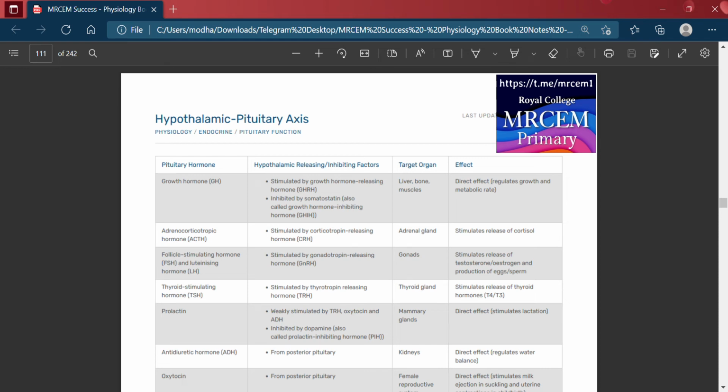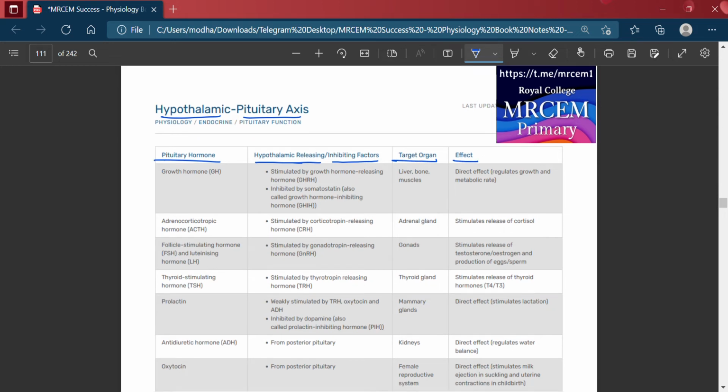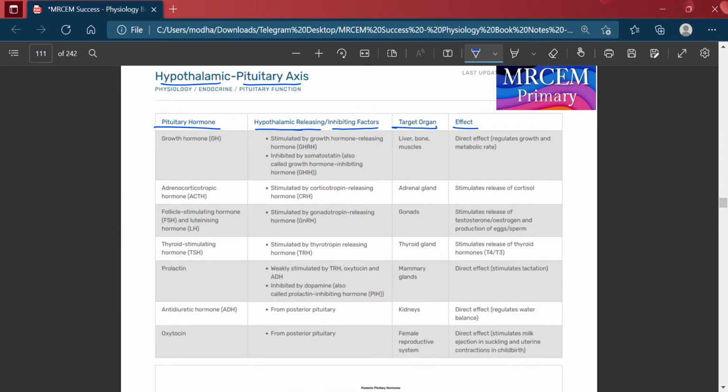So we will discuss the hypothalamic pituitary axis. So what is this hypothalamic pituitary axis? Here is the pituitary hormone, then this is the hypothalamic releasing or inhibitory factor, these are the target organ, and this is the effect. So in the pituitary hormone, that is the growth hormone.